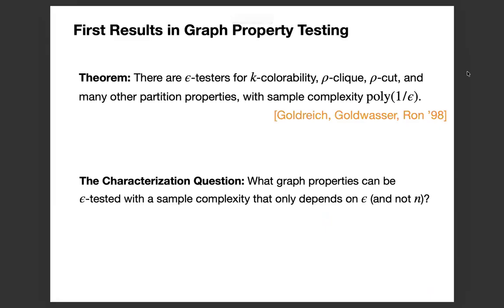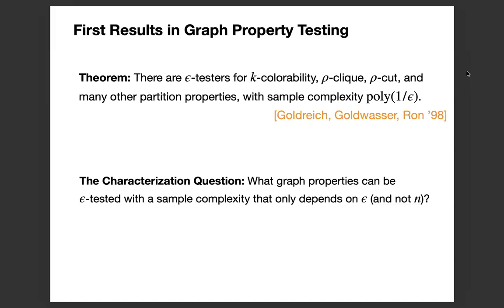Okay. So graph property testing was first looked at by Goldreich, Goldwasser, and Ron in the 90s. What they showed was that you can have these epsilon testers, testers that just take a random subgraph and do something on that induced subgraph. And you can distinguish between the case that it has a property and the case that it's far, for a lot of these classic properties, like k-colorability or rho-clique, which is the property of having a large clique, rho-cut, and a bunch of other partition properties. And in fact, all of these have sample complexity which is polynomial in 1 over epsilon.